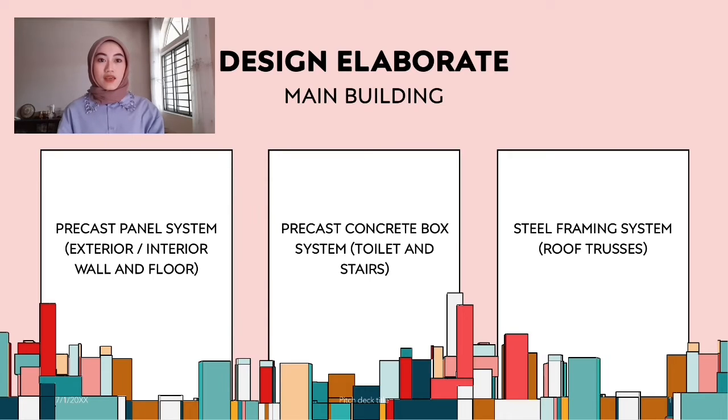I'm going to explain the design elaboration for the main building. The following IBS systems for the main building are included in the design of the light industrial building that has been proposed: the precast panel system for exterior and interior walls and floor, the second one is the precast concrete box system for toilet and stairs, and the last one is the steel framing system for roof trusses.